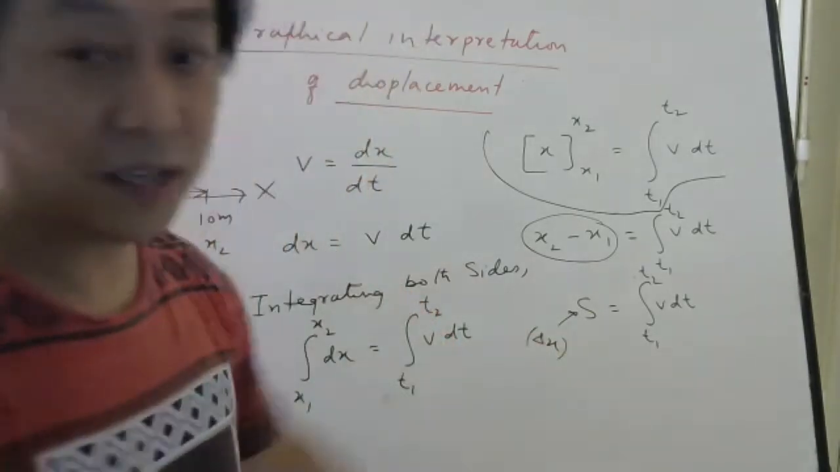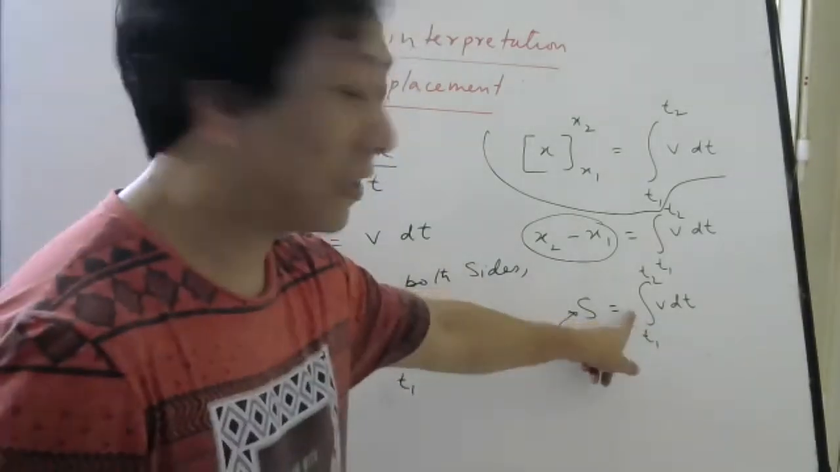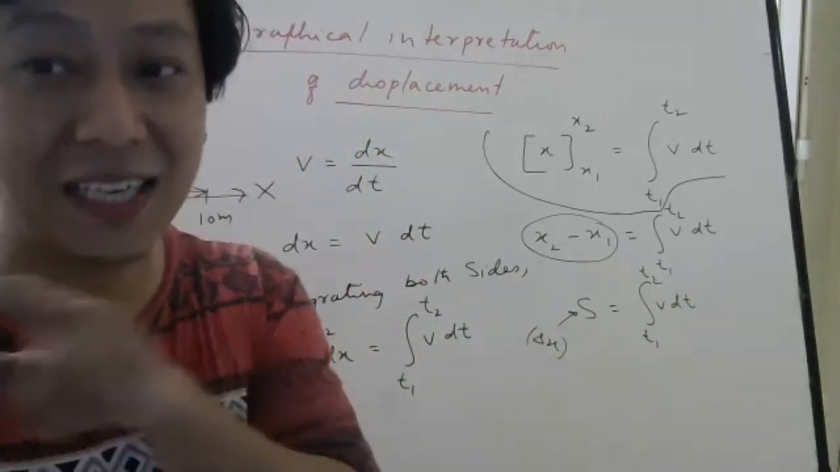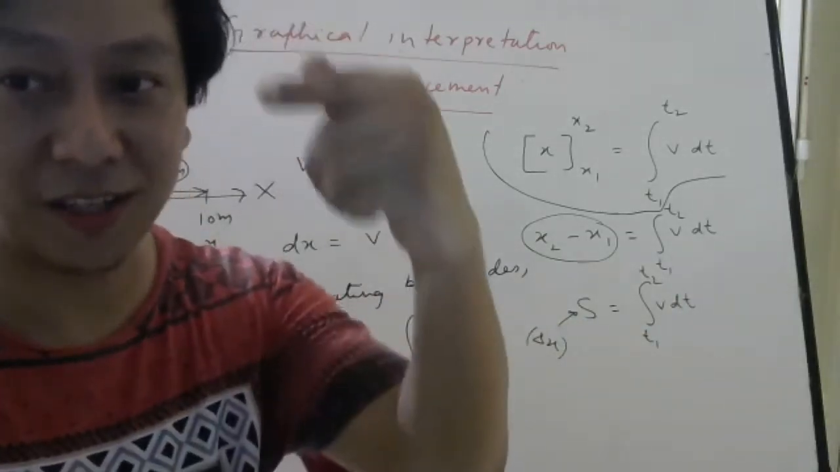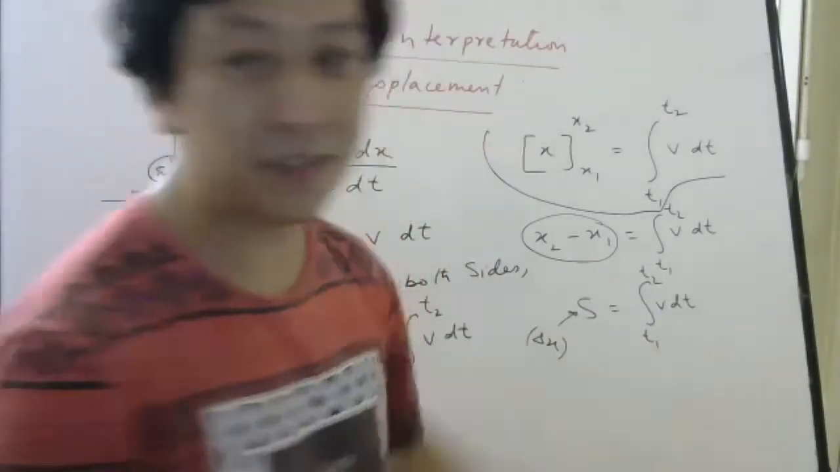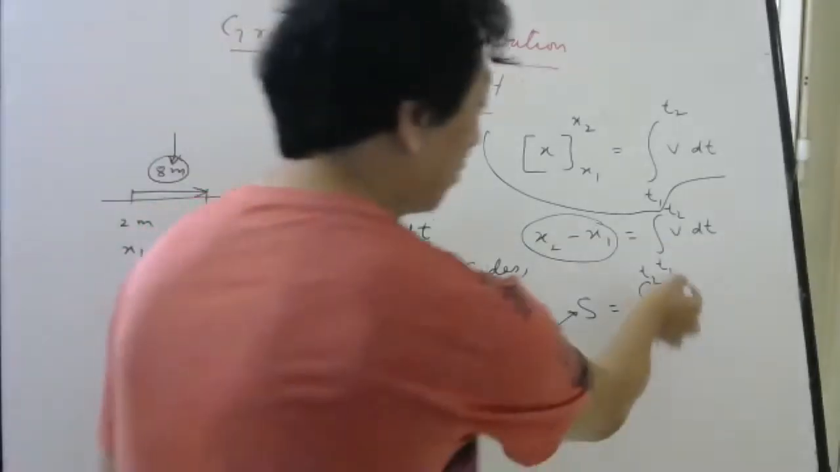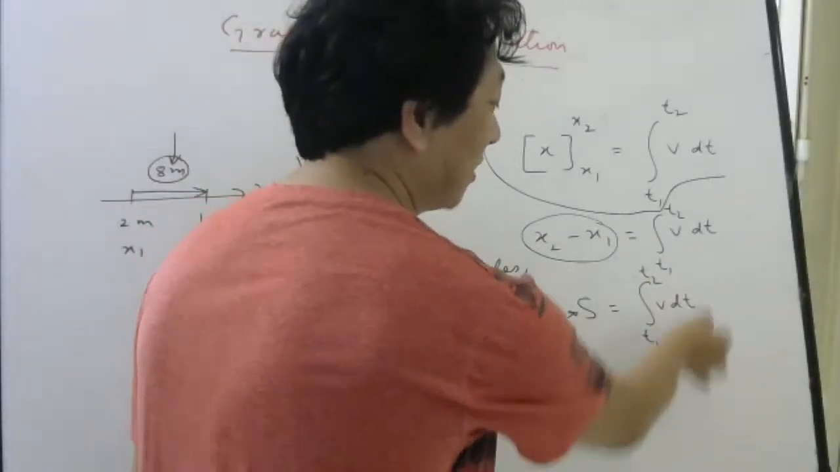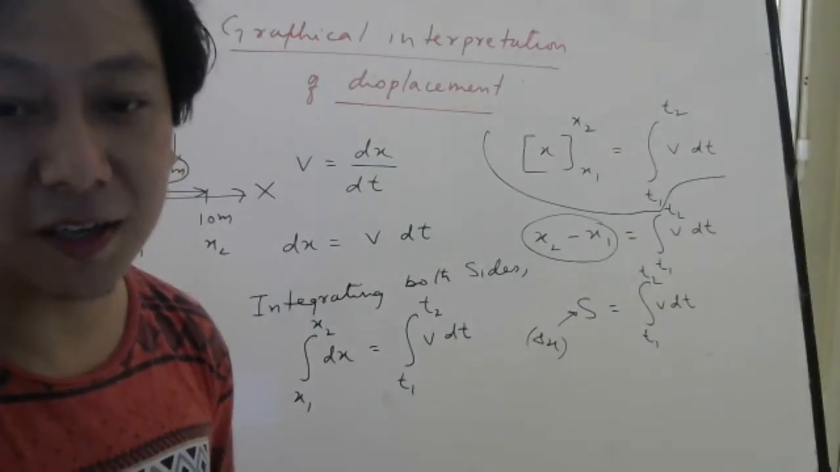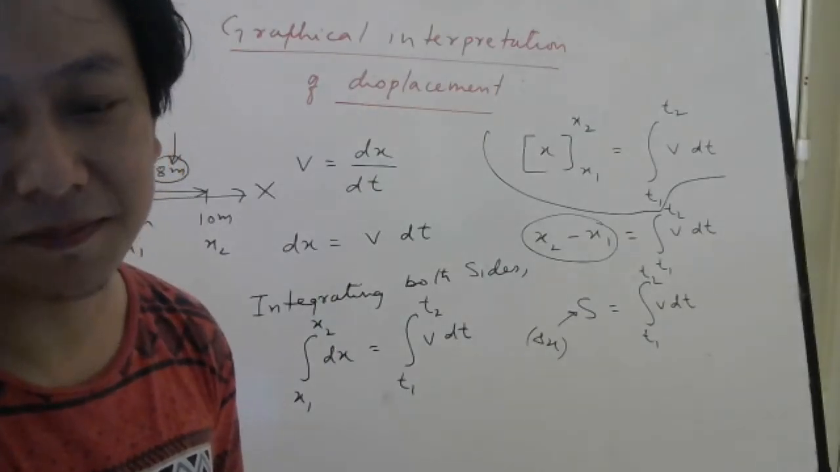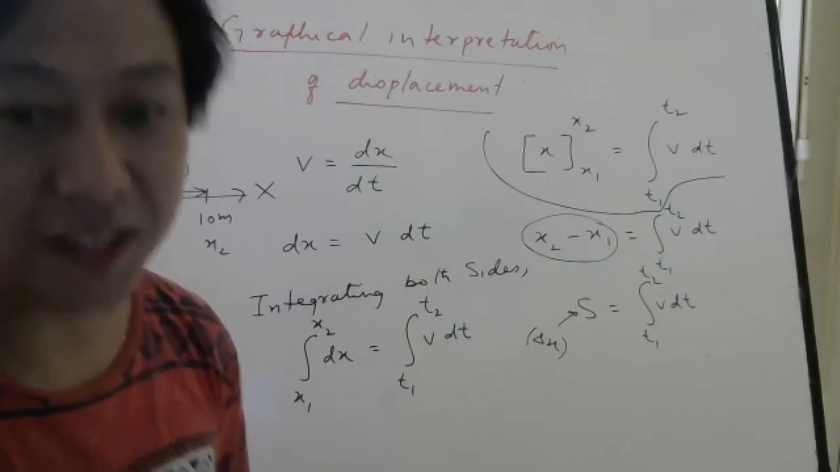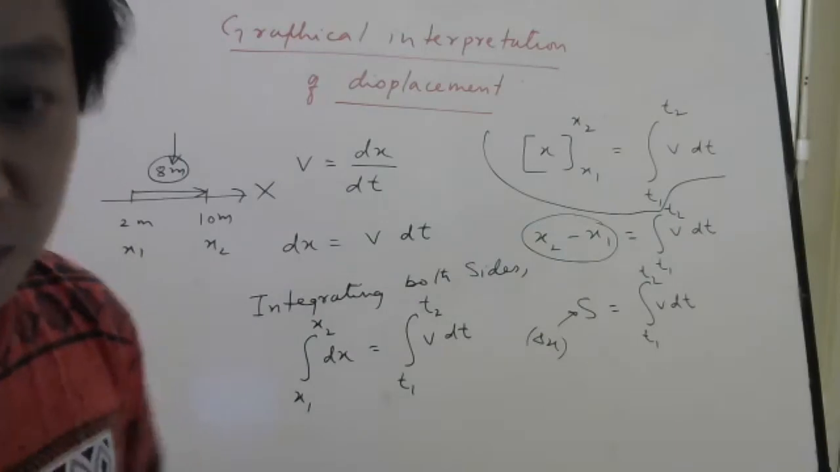So now look at the right side. The right side is your v dt, just like the integration of y dx from x1 to x2. This is the integration of v dt from t1 to t2. Graphically, what should I call this? Area under which graph? Area under the vt graph.